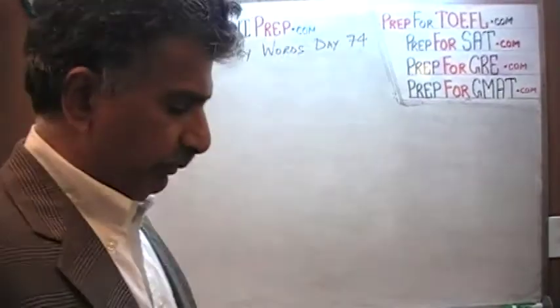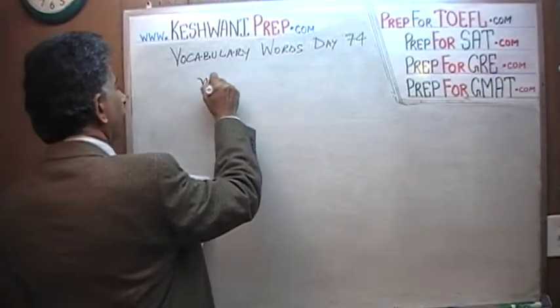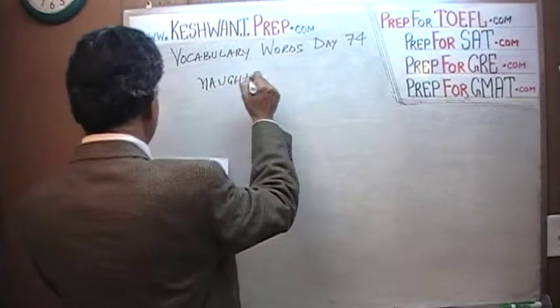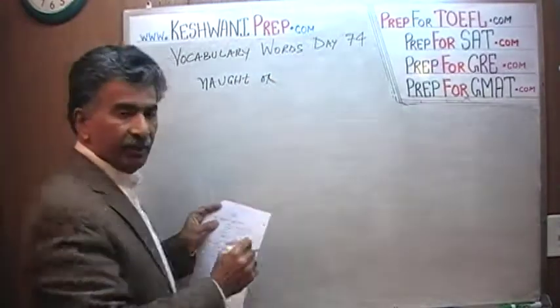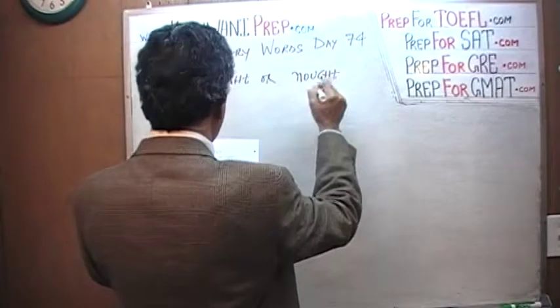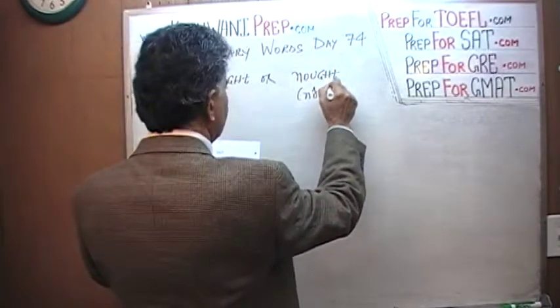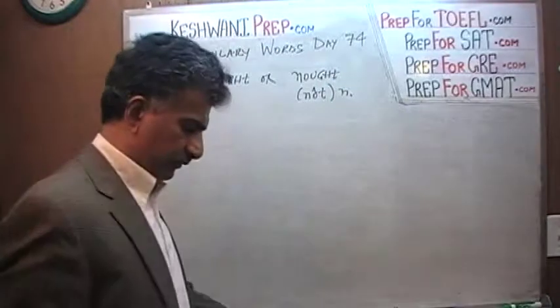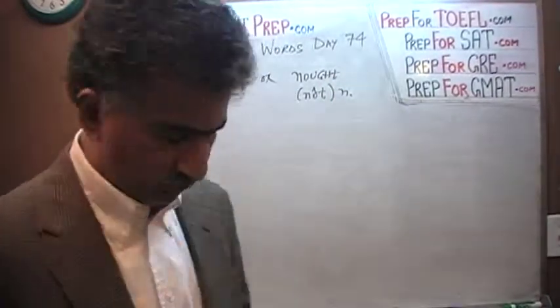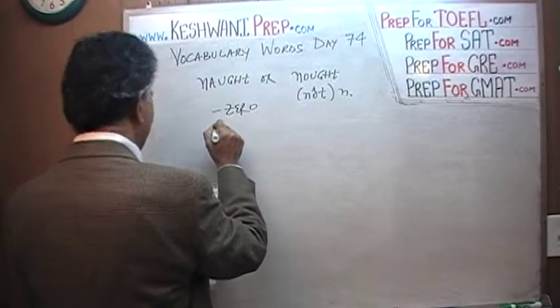The very first word we want to learn today is N-A-U-G-H-T. It is also sometimes spelled as N-O-U-G-H-T, but it's pronounced the same way. It's pronounced naught. It's a noun, naught. What does it mean, naught? Naught means zero. It means nothing.